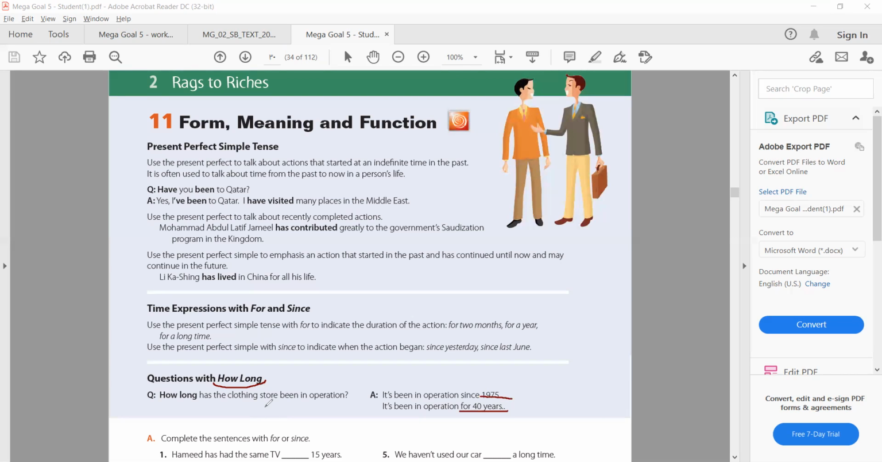What else? Here you have for and since. Of course, you know this information before. Since I use for an exact time, for example since yesterday, since 1975, since last June. But for, I don't tell you the time, I tell you the duration. For 2 months, for 2 hours, for a year, for a long time, for example.